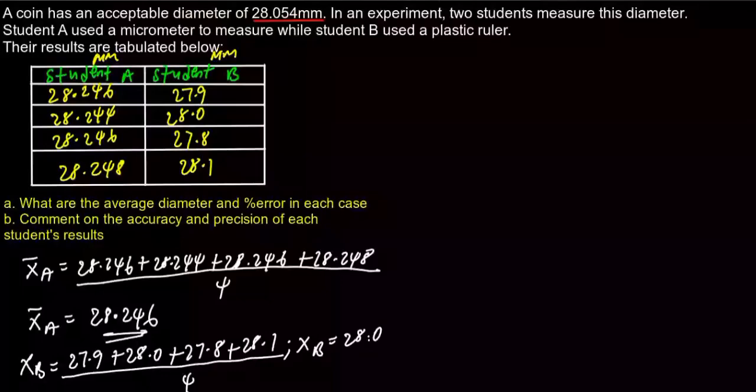27.9, 28.0 plus 27.8 plus 28.1 divided by 4.